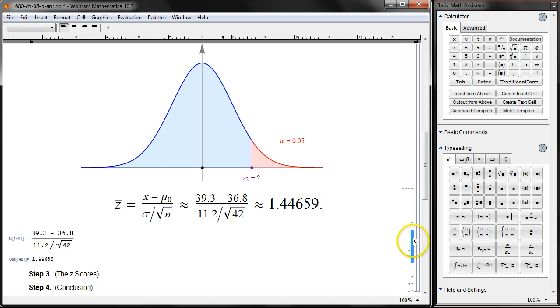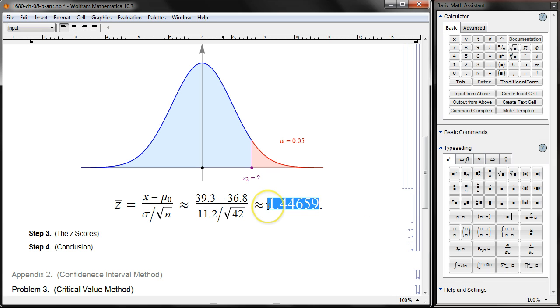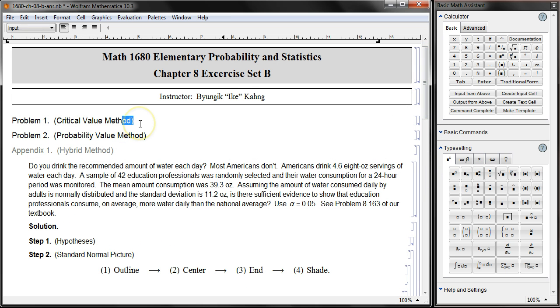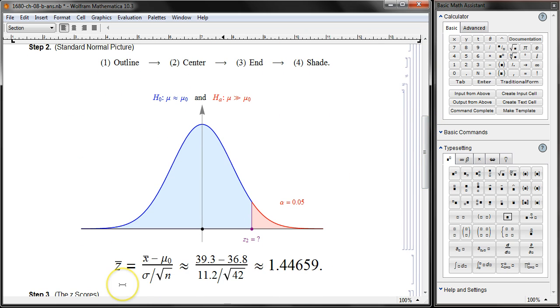And what do we do next? We compare this z bar value and this critical z value. Compare those two, and if z bar falls into the blue region, then the null hypothesis wins. If z bar falls into the red region, the alternative hypothesis wins. The conclusion part is kind of similar to the critical value method that we studied, but here we take the z transformations for both cases.